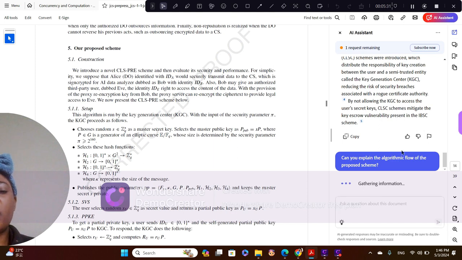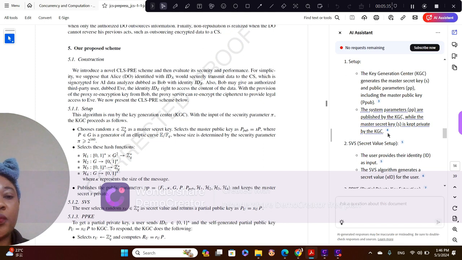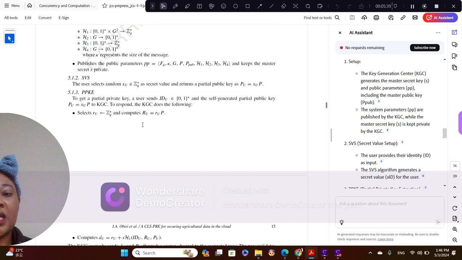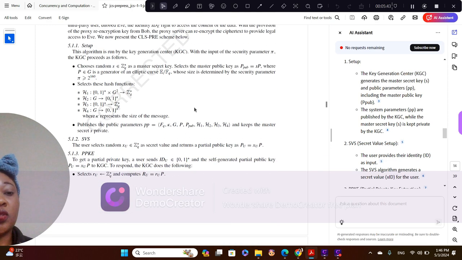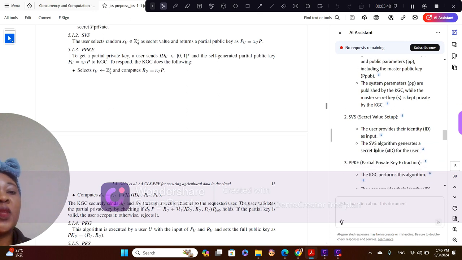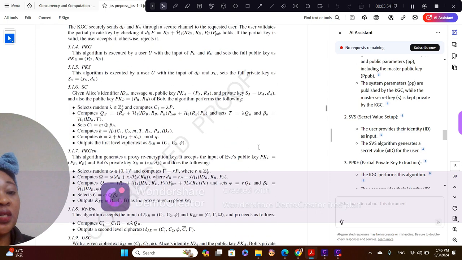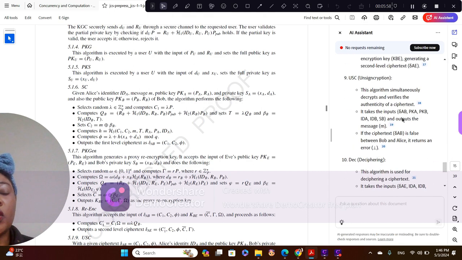Waiting on it, we can see that it explains the setup process, how the setup is conducted. This is the secret value setup, SVS. So this SVS is the secret value setup, and it explains it to you. You can see the algorithm contains a lot of mathematical symbols, so it breaks them down into your level of understanding for you to understand them.